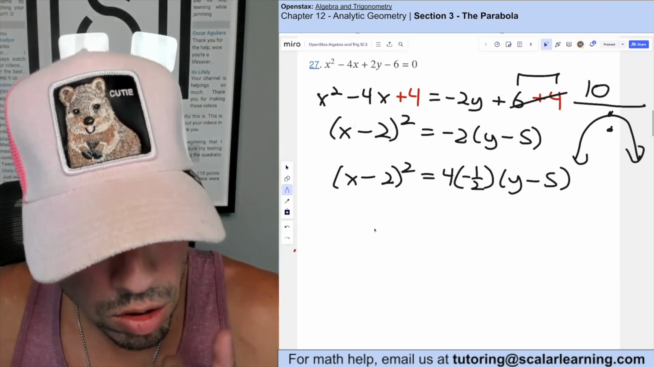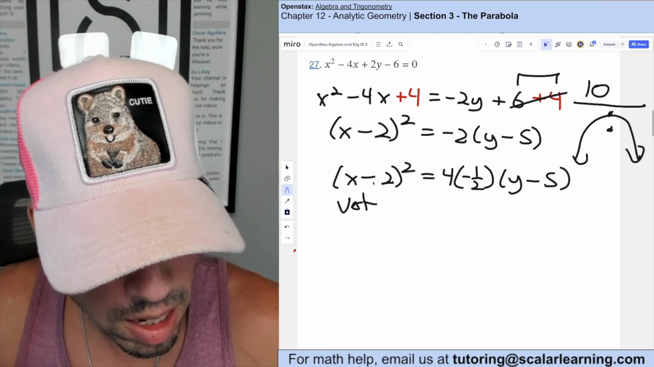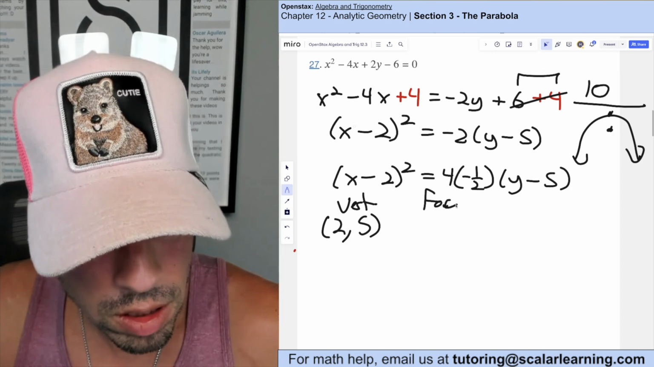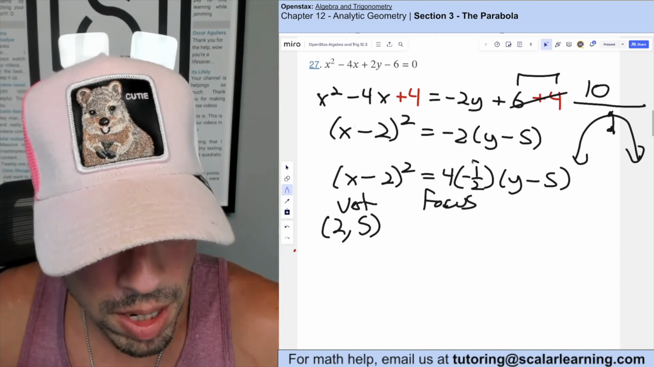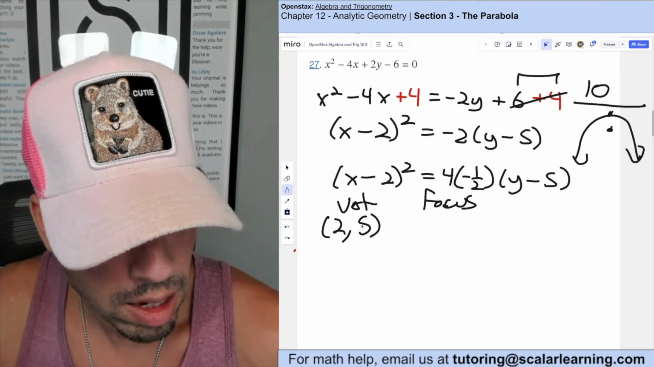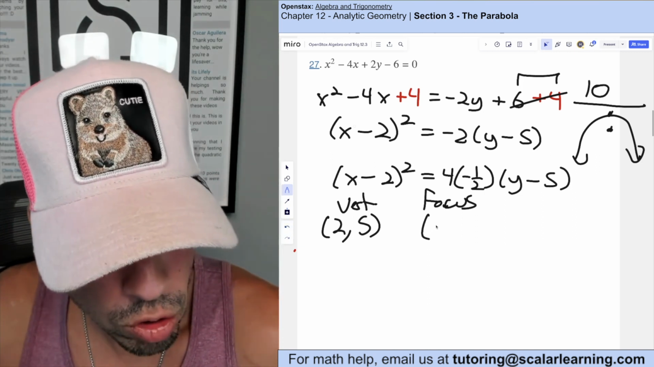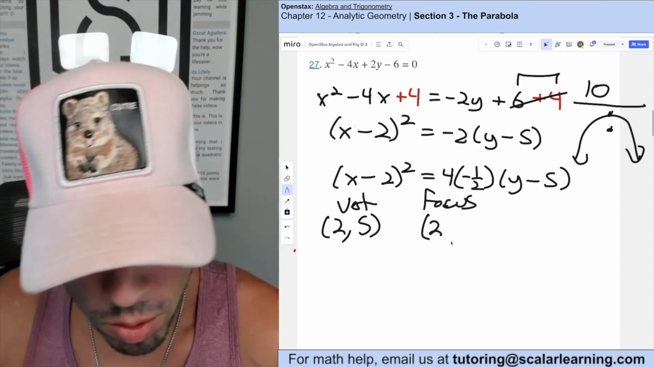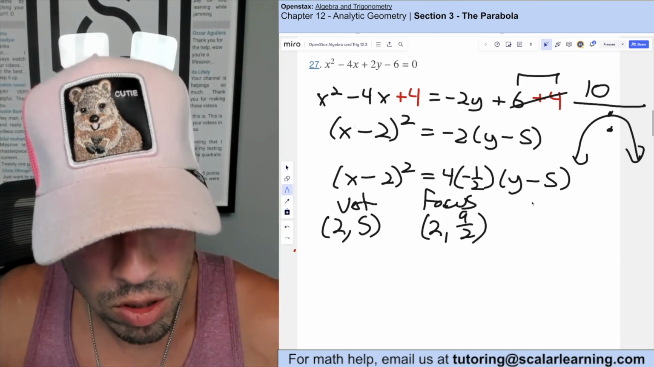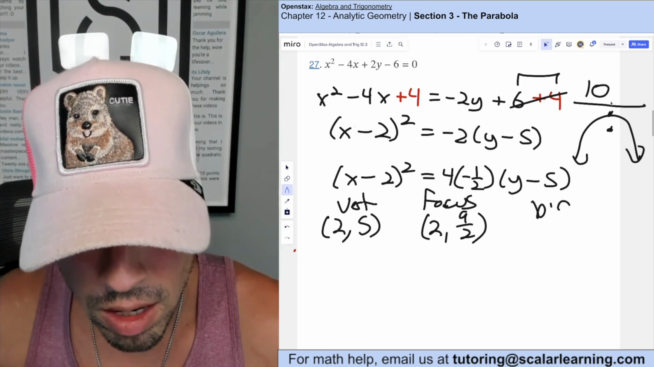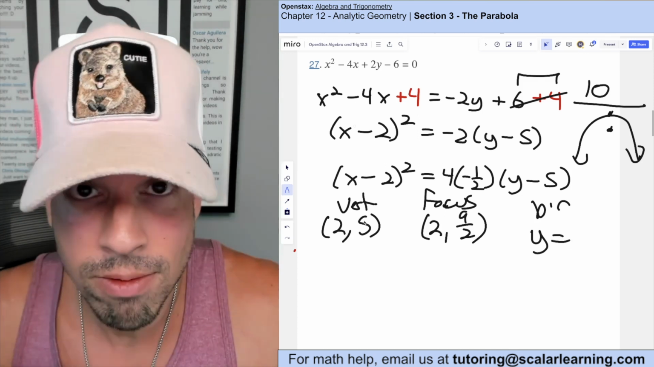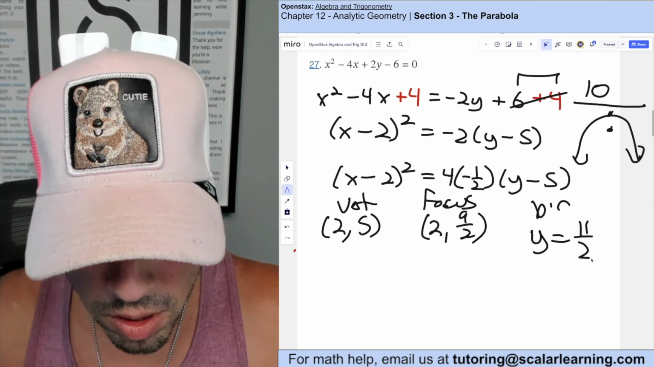Okay, so let's start with the vertex. So the vertex is the opposite of these values in the parentheses, +2, +5. The focus is going down by that p value, or we could say, adding -1/2 to the y value of the vertex. So that becomes 2 and 4.5, or we could say as an improper 9/2. And then for the directrix, we're going 1/2 in the other direction. And that's going to be y is equal to, again, from 5 adding 1/2, 5.5 or 11/2. That's how you do it.